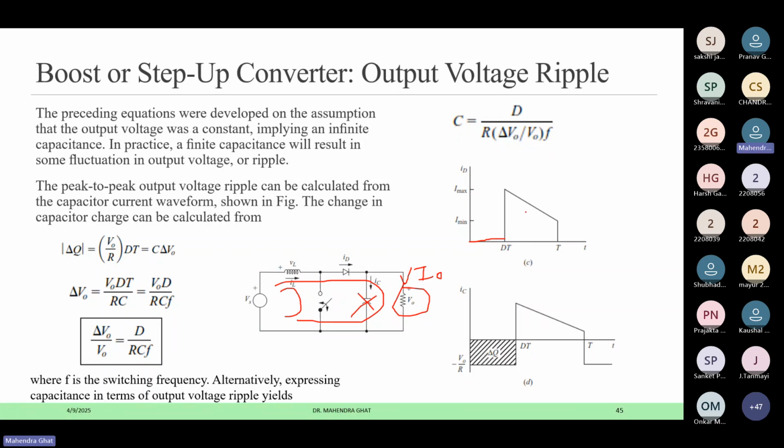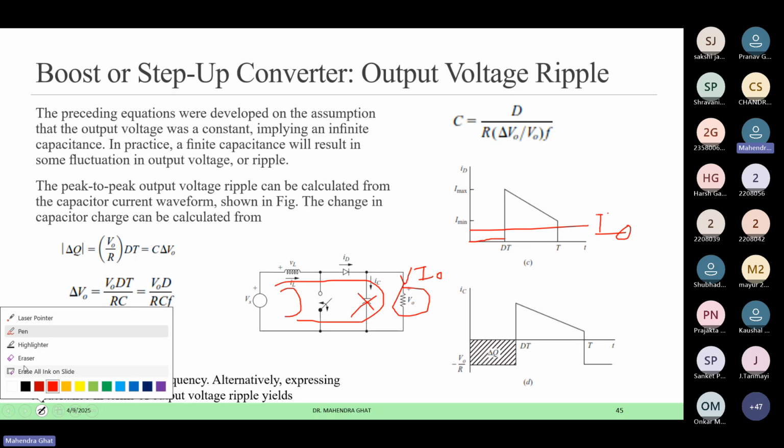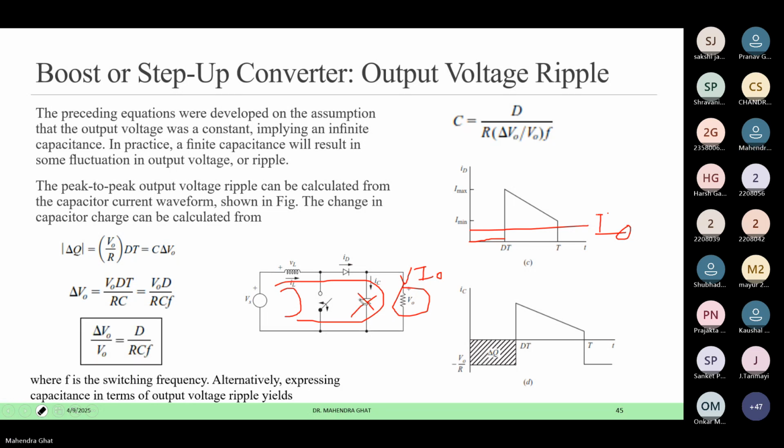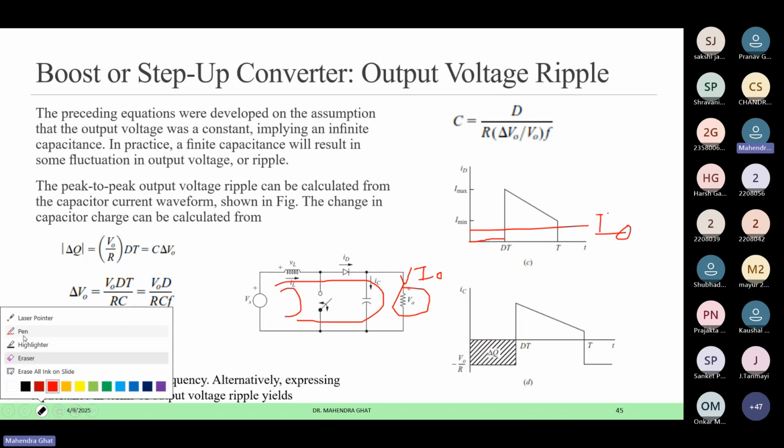But this type of current we don't want at the output. We want the output as IO only. So I require this IO. How will you get this IO? That will be supplied by having one capacitor here. So if I have the capacitor here, it can charge or discharge. Now I have the capacitor in the circuit, which will charge and discharge.